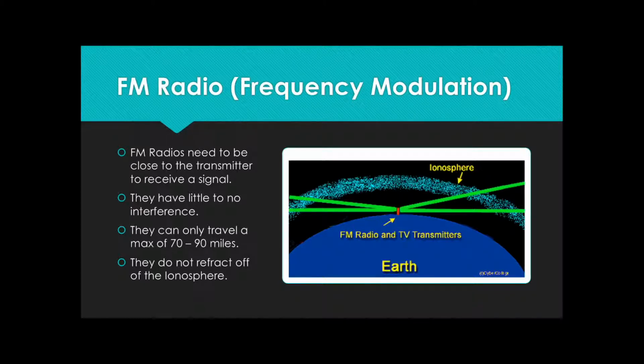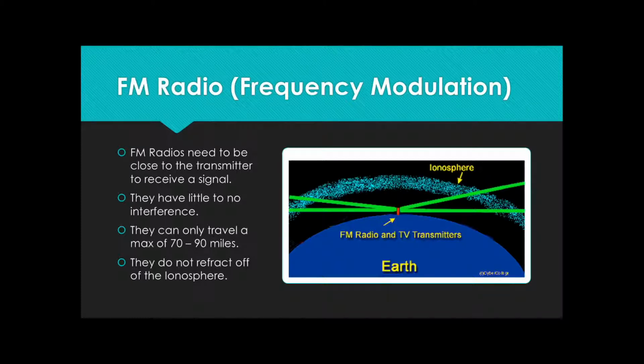FM radio waves. FM stands for frequency modulation, and FM radios need to be close to the transmitter to receive a signal, and they have little to no interference, but they can only travel a maximum of 70 to 90 miles. So unlike the AM radio waves, FM radio waves do not refract off the ionosphere. So this is why they can only go 70 to 90 miles. They have little to no interference, which is a great thing for those of you that always listen to FM radio like myself.